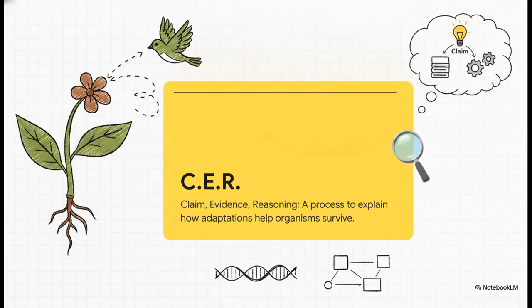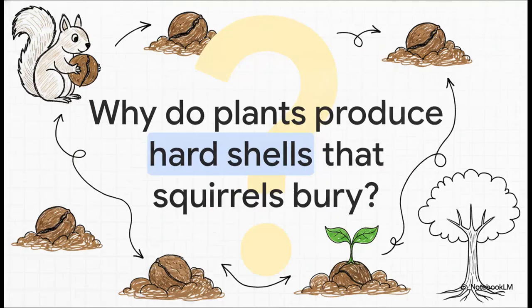That's CER. This is exactly what the middle school life science standards expect from us, using empirical evidence and scientific reasoning to really support an explanation. So let's take a look at a very specific relationship between a plant structure and an animal behavior. I want you to use your CER skills to argue how a plant producing a hard-shelled nut that a squirrel buries is actually a brilliant specialized structure for plant reproduction.